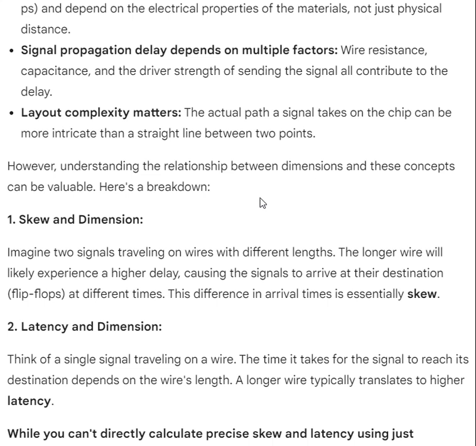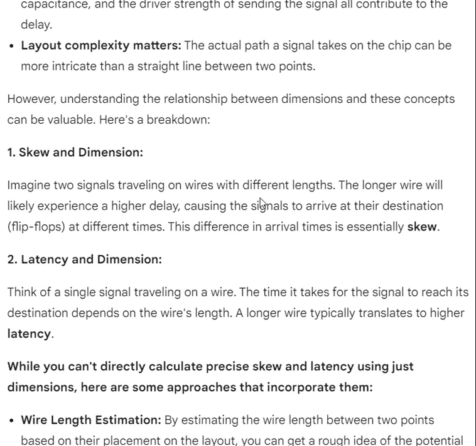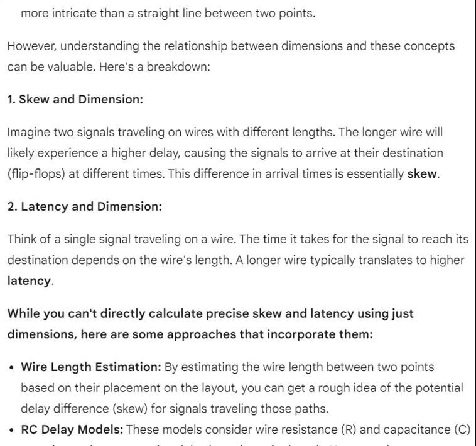Here's a breakdown. 1. Skew and dimension. Imagine two signals traveling on wires with different lengths. The longer wire will likely experience a higher delay, causing the signals to arrive at their destination, flip-flops, at different times. This difference in arrival times is essentially skew.